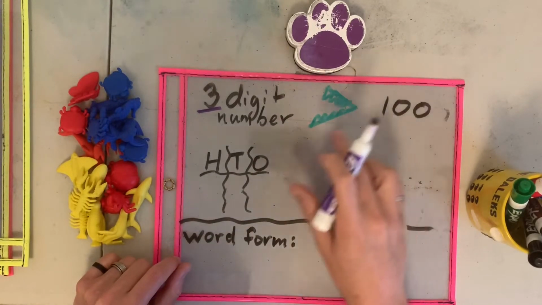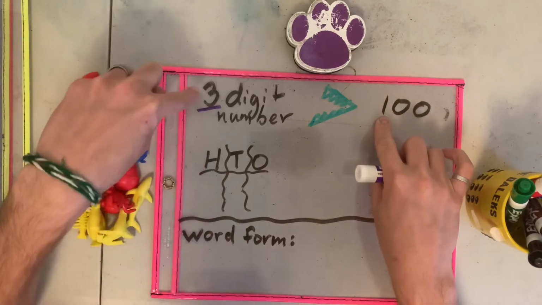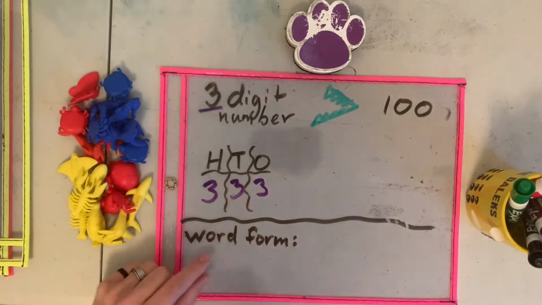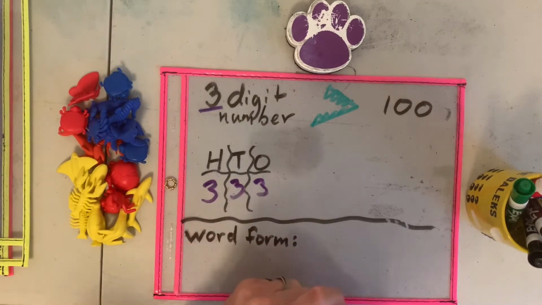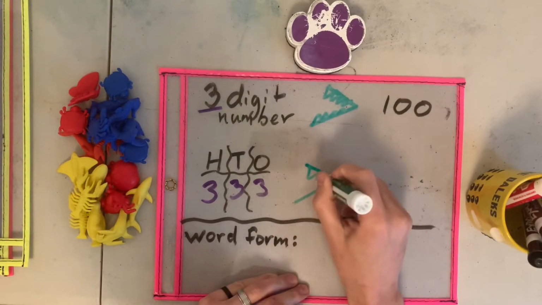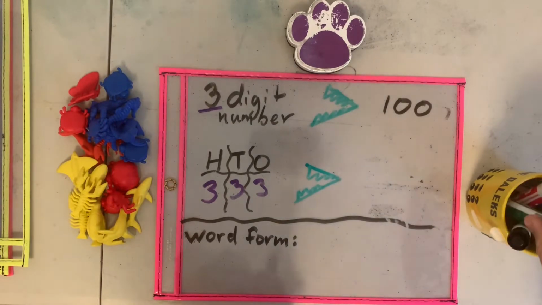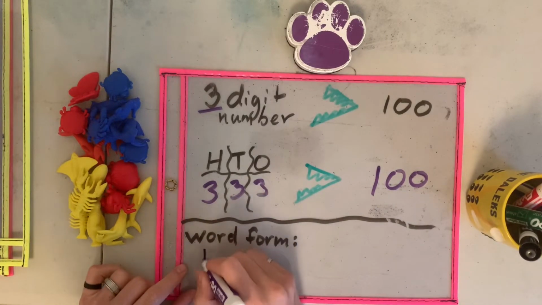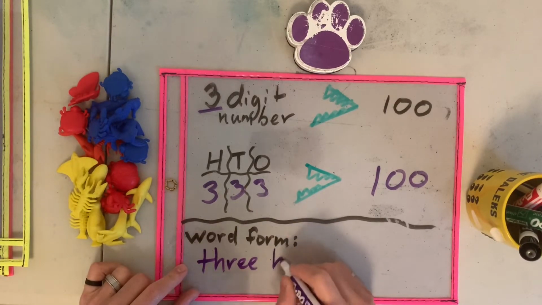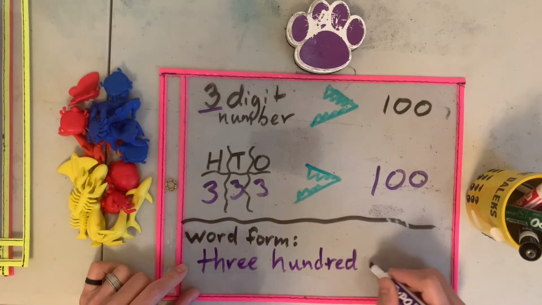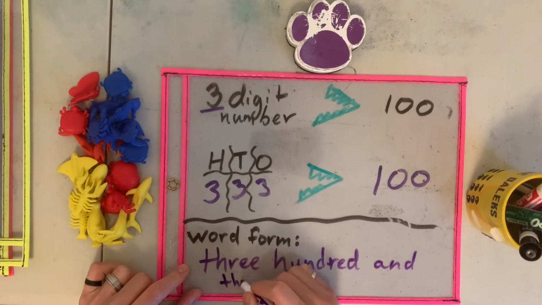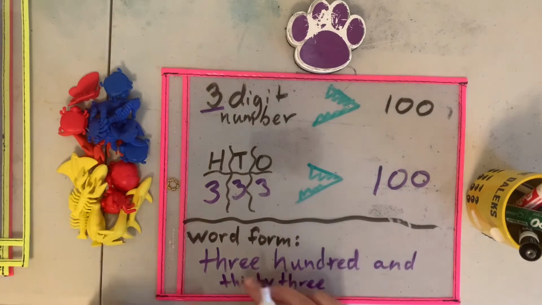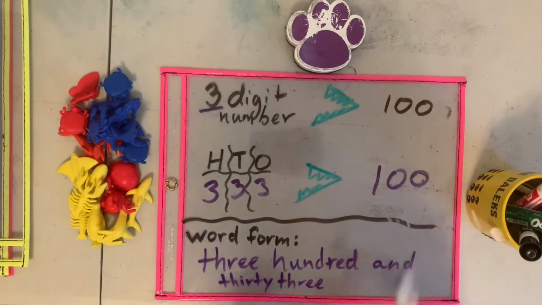Let's see. This is 100, so we need a hundreds digit that is bigger than 1. You know what? I'm going to use this one, 3. 300, 3 tens, and 3 ones. So now we have 333, and this number is greater, nom nom nom nom, let me draw some teeth. It's greater than 100. In word form, we write this number this way. So we have 333, it's greater than 100.